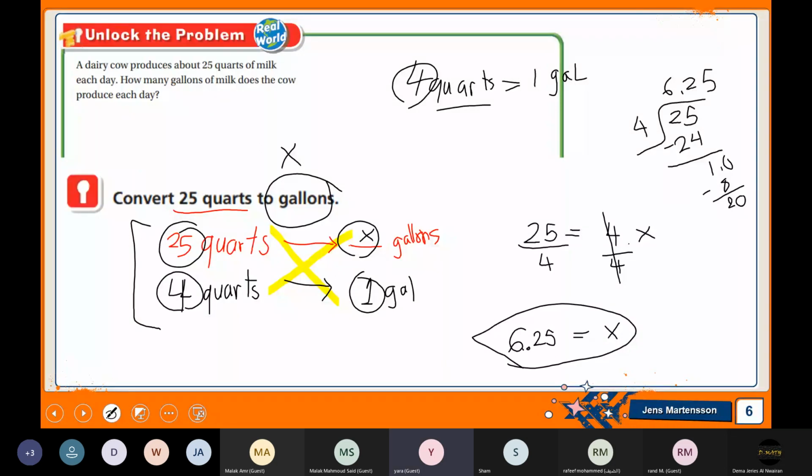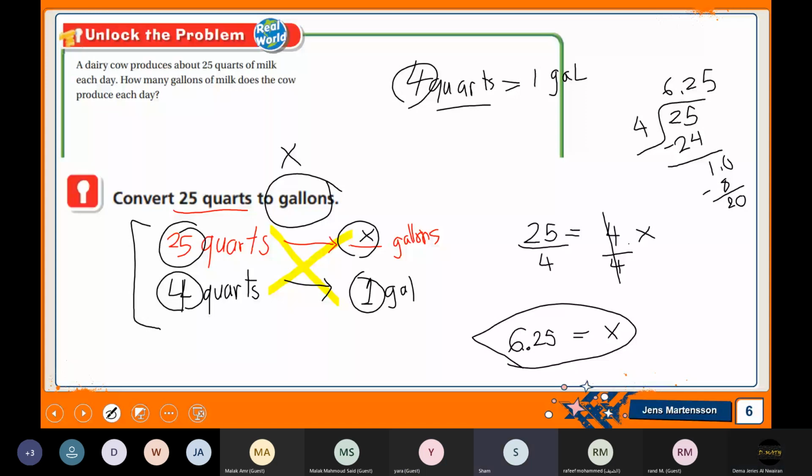So teacher, why do you do all this? Why don't you just put X? Sorry, miss? Why is the point just X? Why do you just put X? I told you, because I want to convert the 25 quarts to gallons.